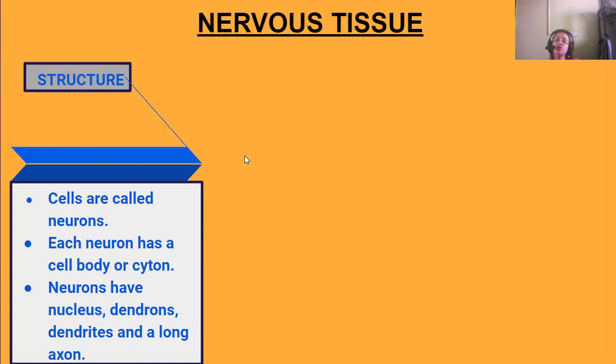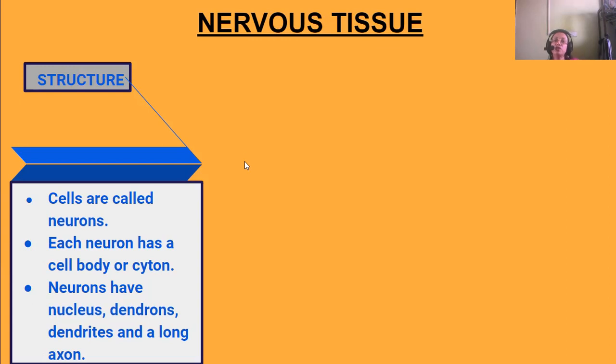So nervous tissue is composed of cells which are known as neurons. The nervous cells are known as neurons. The single unit is the neuron. Each neuron has one cell body, which is known as the cyton, and the neurons have a nucleus, dendrons, dendrites, and a long axon. I'll tell you from the picture how it looks.